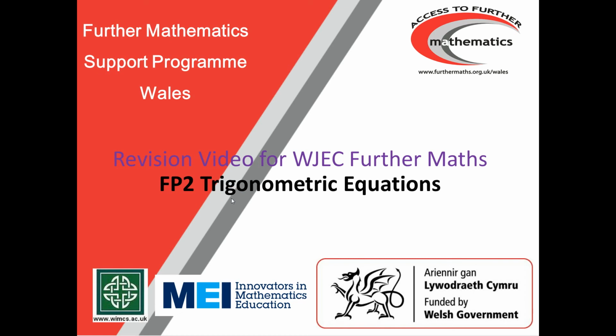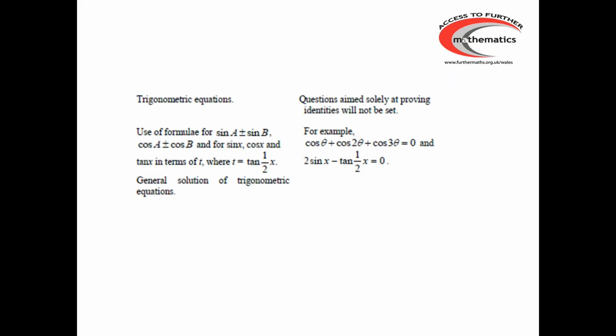In this video we look at the FP2 work on trigonometric equations. The WJEC specification emphasises the fact that we need to be able to use the factor formulae to deal with things like sine of A plus or minus sine B and cos of A plus or minus cos B. We should be able to use the t equals tan half x substitution, and we need to be able to generate the general solution of trigonometric equations.